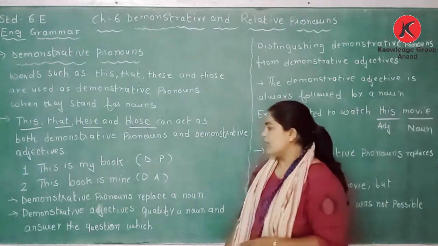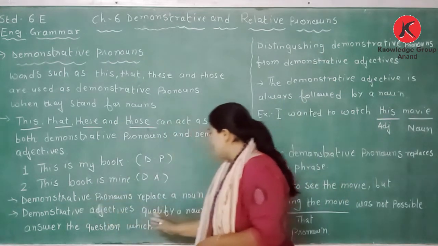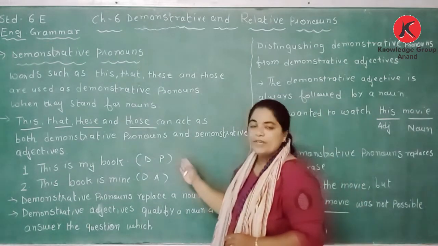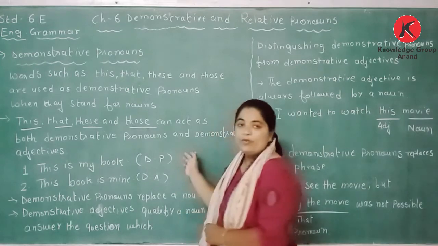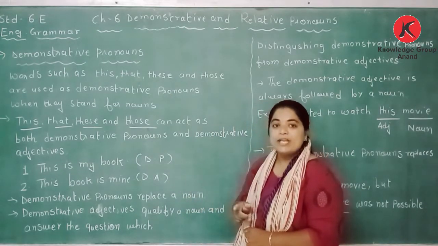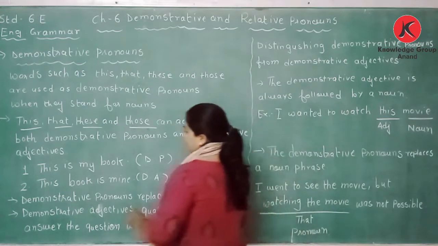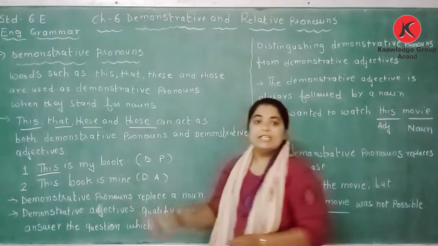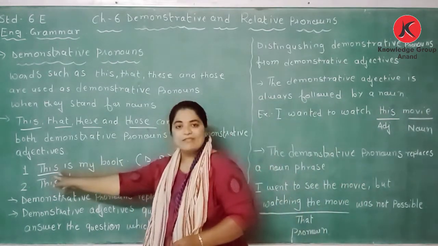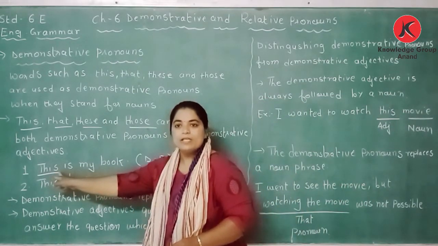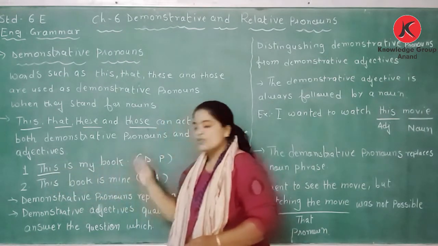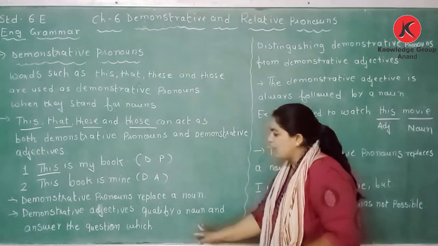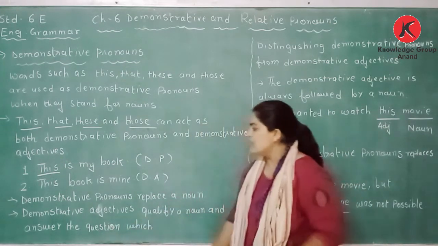When demonstrative pronouns replace a noun, it is a demonstrative pronoun sentence. So here we have an example of a demonstrative pronoun: this is my book. Here, this is in place of a noun. It has replaced a noun. So this sentence is of a demonstrative pronoun, and demonstrative adjectives qualify a noun and answer the question which.